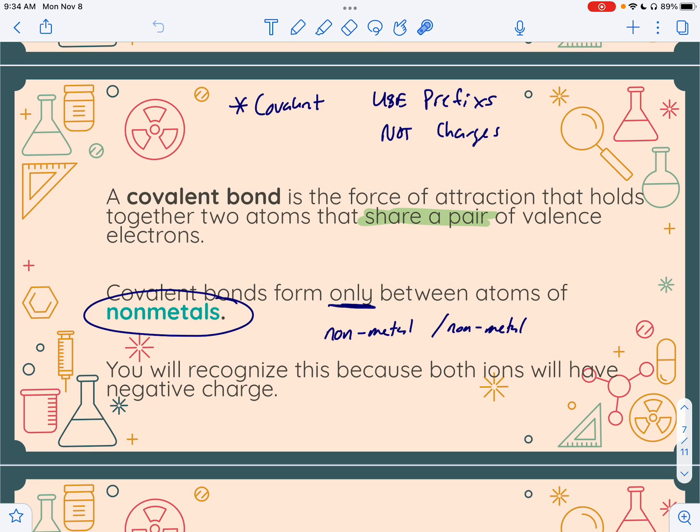All right. And in the naming system we will use prefixes. We will not use charges. Notice a nonmetal is negative and another nonmetal is negative, and those ions will not hold together based on electrostatic attraction. So there's a different process. They share electrons, therefore they have a different naming system.